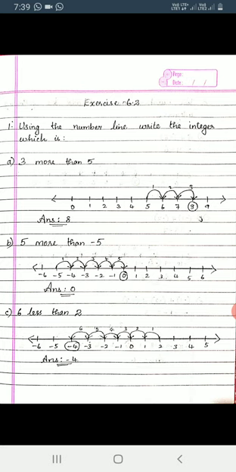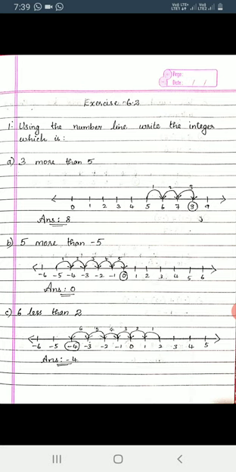So from 5, 3 more than, so 3 times you will jump. First jump, second jump, third jump, finally you reach 8. So your answer is 8. B question, you see 5 more than minus 5. So which one should we identify first? The second number, minus 5. So we will move to minus 5 first.